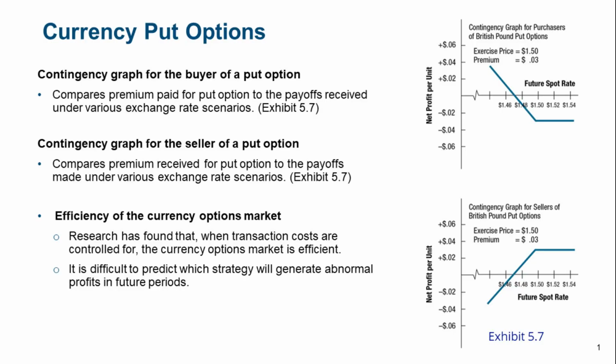The contingency graphs for put options show how buyer and seller payoffs change with exchange rates. Buyers benefit when the currency falls below the strike price, minus the premium they paid. Sellers keep the premium if the currency stays above the strike, but they risk losses if it drops too far. Overall, research suggests that once you factor in transaction costs, the currency options market is generally efficient.